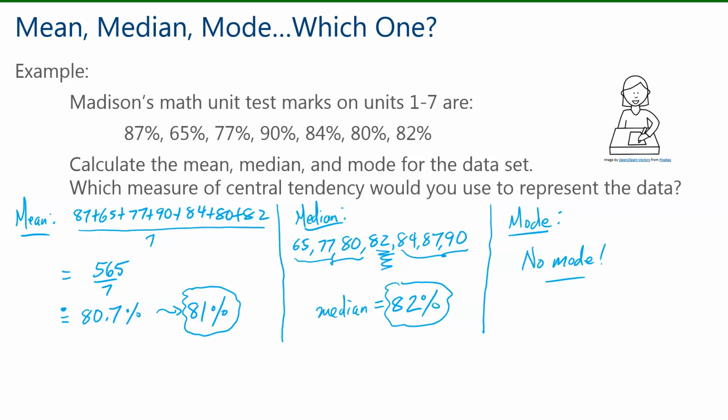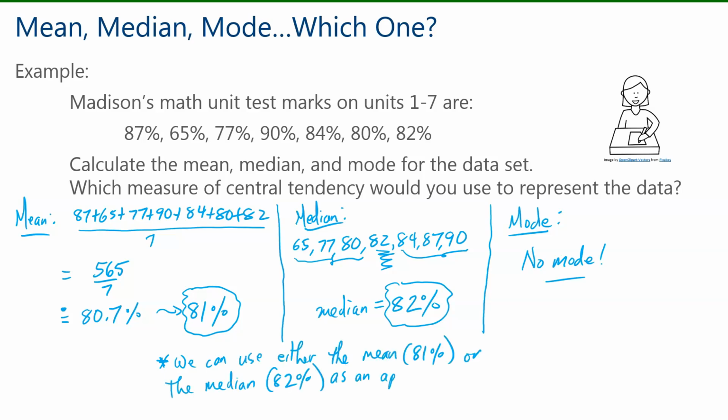We then have a choice of using either the mean or median to represent this set of data. And I would argue both averages here, both the mean and the median, are two good measures of central tendency. We could use either of these values. 81% or 82%, either of these values is indicative as to how Madison is doing in the grade 7 math course. I will say that normally for test scores, we tend to use the arithmetic mean to calculate a student's average. To summarize, we can use either the mean or the median as an appropriate measure of central tendency.